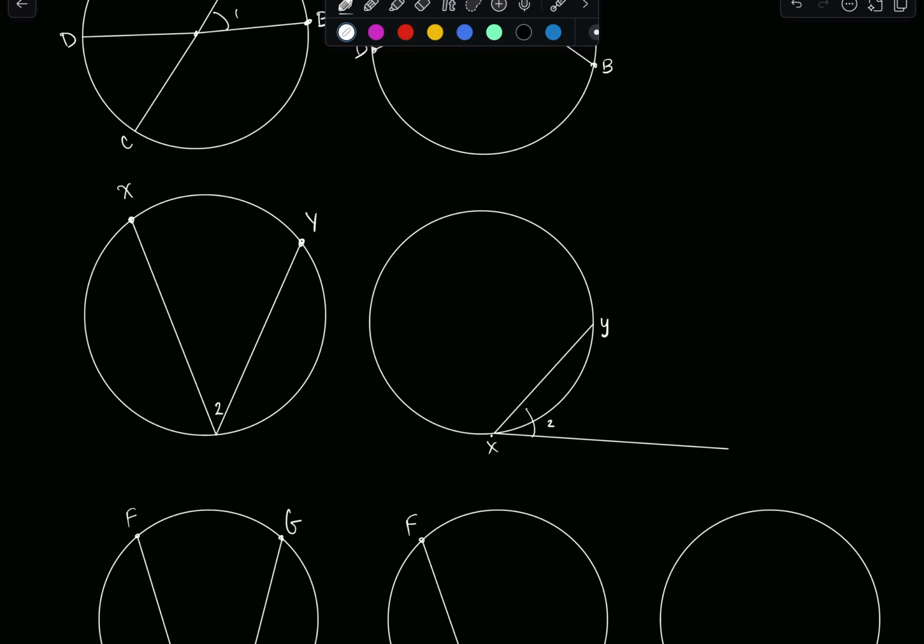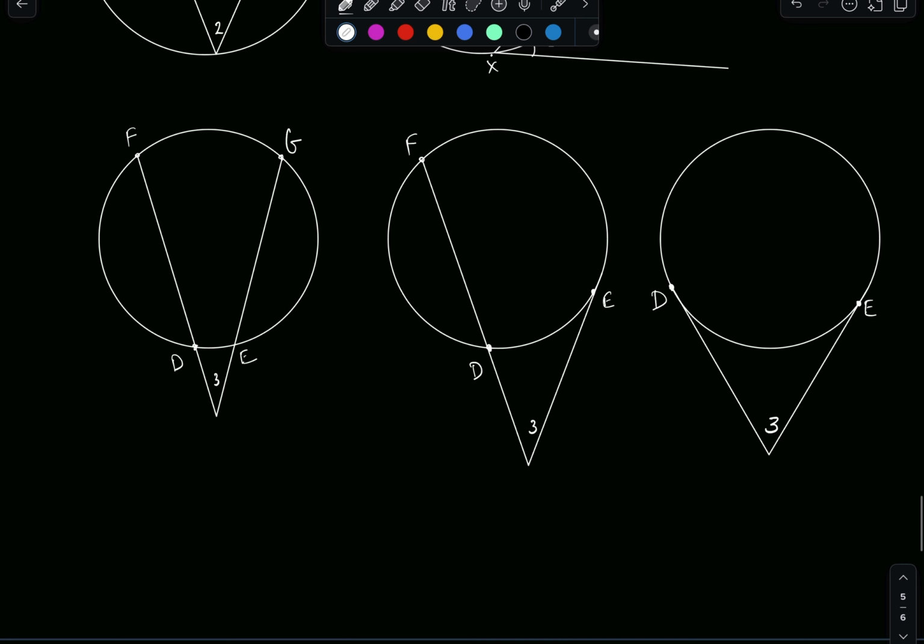Now, what if the vertex is on the circle? So in these cases, I've got the measure of angle 2. Well, this is going to be 1/2 of the inscribed arc, or the intercepted arc. So in this case, for both of these, it's going to be 1/2 of that XY. So that works here. It also works there.